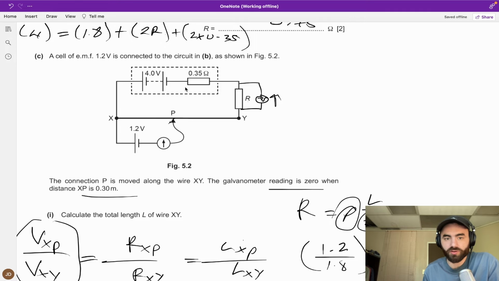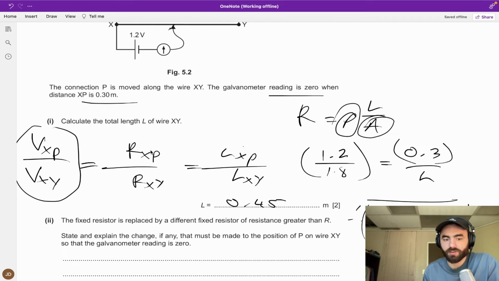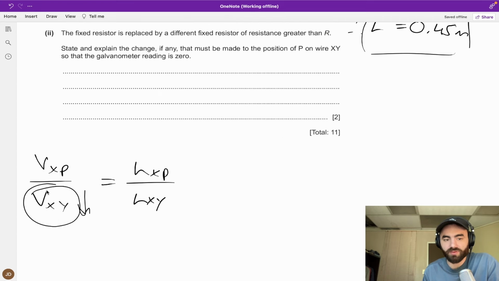And so therefore, because all of the voltage supplied must be distributed between the wire and this resistor and this as well, but this will be the same, that means this thing will decrease. The potential difference across here will decrease. So that means this thing decreases. And if the length of the wire is the same, we times through by this. So we get VXP times LXY.